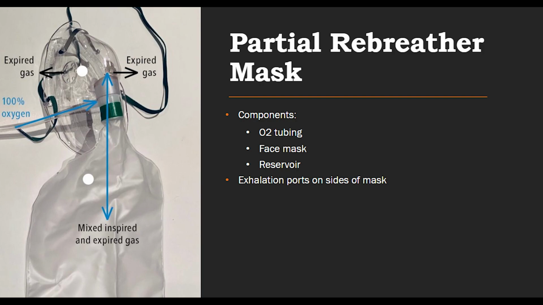Introduction to the partial rebreather mask. Now that we've seen how to set up and use the non-rebreather mask, let's shift our focus to another essential piece of respiratory equipment, the partial rebreather mask. Similar to the non-rebreather mask, the partial rebreather mask consists of vital components such as oxygen tubing, the face mask, the reservoir bag, and exhalation ports on the side of the mask. These components work together to provide a controlled flow of oxygen while allowing some exhalation to occur. Join me as we explore the features and functions of the partial rebreather mask.